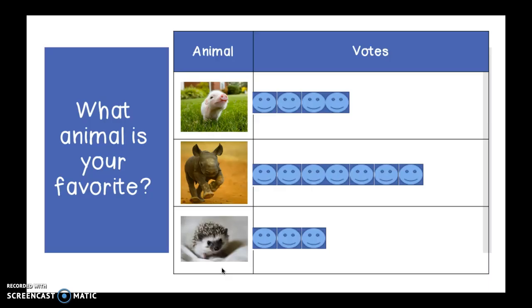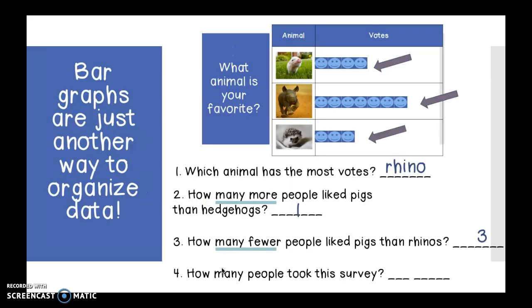Or you can count the different parts of the bar graph. I'm going to start here, and I'm going to count all the different pieces as I go through. Here we go. 1, 2, 3, 4, 5, 6, 7, 8, 9, 10, 11, I went a little fast, 12, 13, 14. Okay, I counted 14 pieces to all of those bar graphs. So I know that 14 people took this survey.